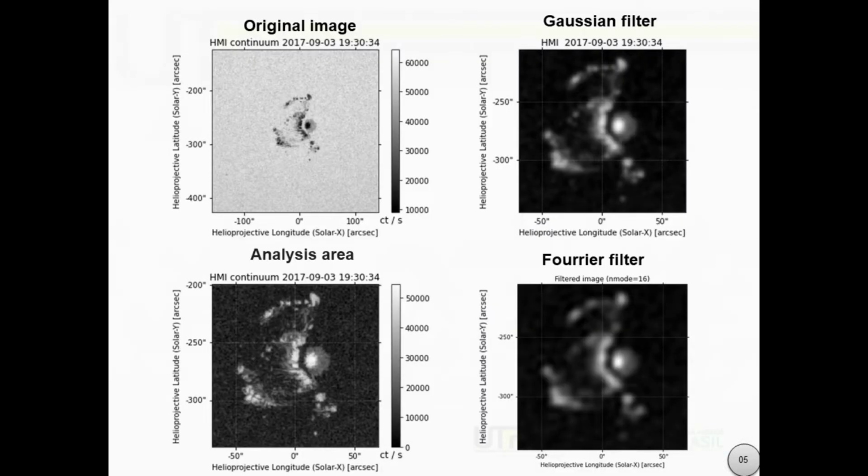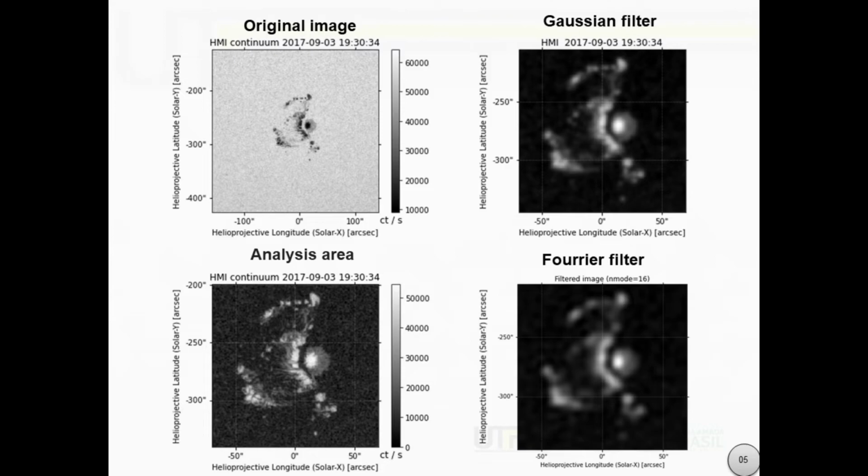Then, we select a box of the side 300 arcseconds centered in the active region. It accompanies the solar rotation. After that, we reduce the box to a side of 150 arcseconds, and the values of the intensity are inverted for the sunspot to have the highest intensity value. To remove noise, we apply the Gaussian filter, and to select the largest structures, the Fourier filter.